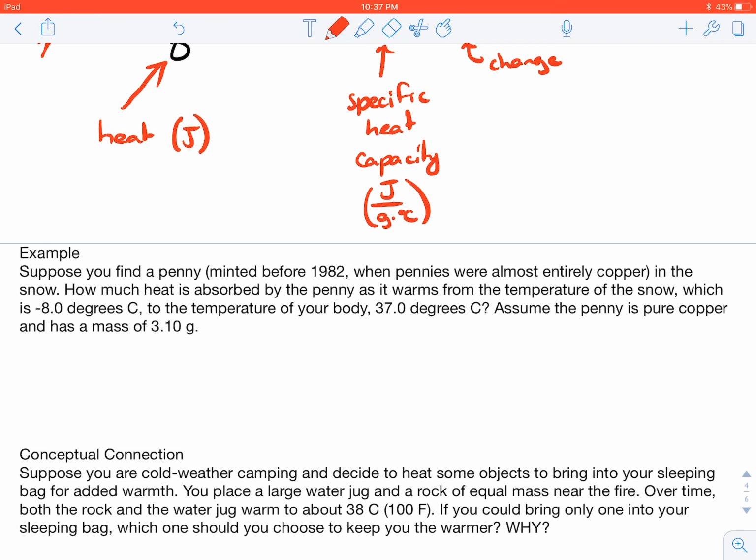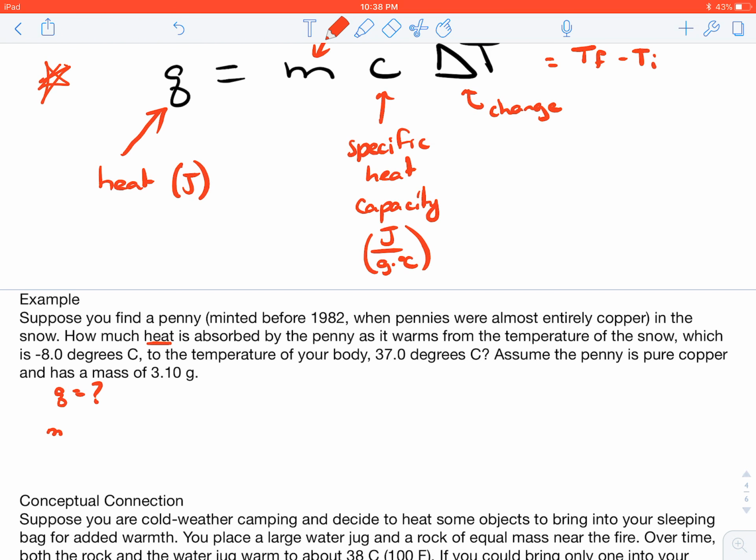All right. Hopefully you've had a chance to write some things down. So what I like to do when I work a problem like this is write what I know. Q is what we're looking for. How much heat is absorbed? So that's going to be my question mark. So I just continue on my little formula right here. Next up is M. Do I have a mass? Yes, my mass is right here, 3.10 grams. Moving on to C. C is our specific heat. This is something we had to look up, and it is 0.385 joules per gram degrees C. And now our temperature change, delta T, we're going to take T final minus T initial. So we've got 37, which is our final temp, and we're subtracting a negative 8. So that's going to give us 45 degrees C.